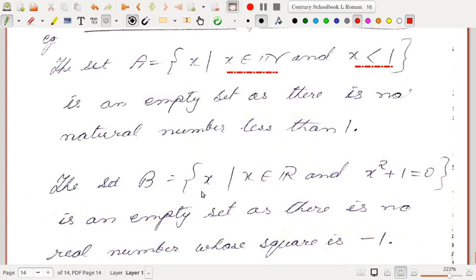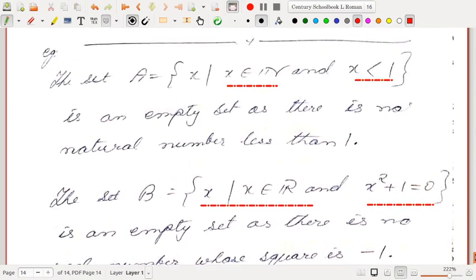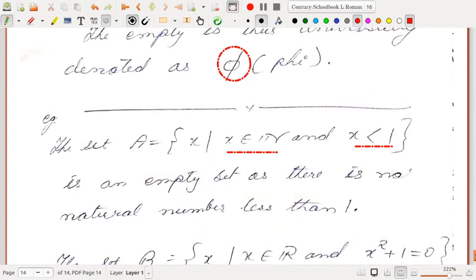The set B equal to x such that x belongs to the real numbers and x squared plus 1 is 0. This is also an empty set because there is no real number whose square is negative. The square of any real number is always non-negative, right? So this set is also an empty set. These are the very fundamental concepts of set theory.